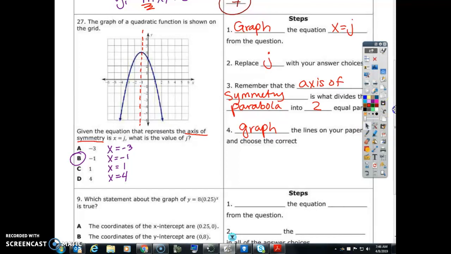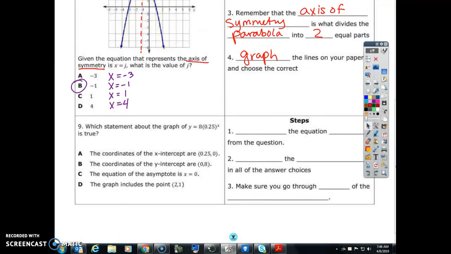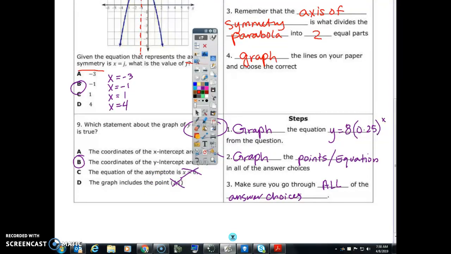Okay, on the last one, all you had to do was graph this in Desmos and see which one of these is true. Okay, that's all you have to do. So pause the video and go ahead and do this. Okay, we're going to graph the equation. We're going to graph all the points and equations, and we're going to see which one is true.